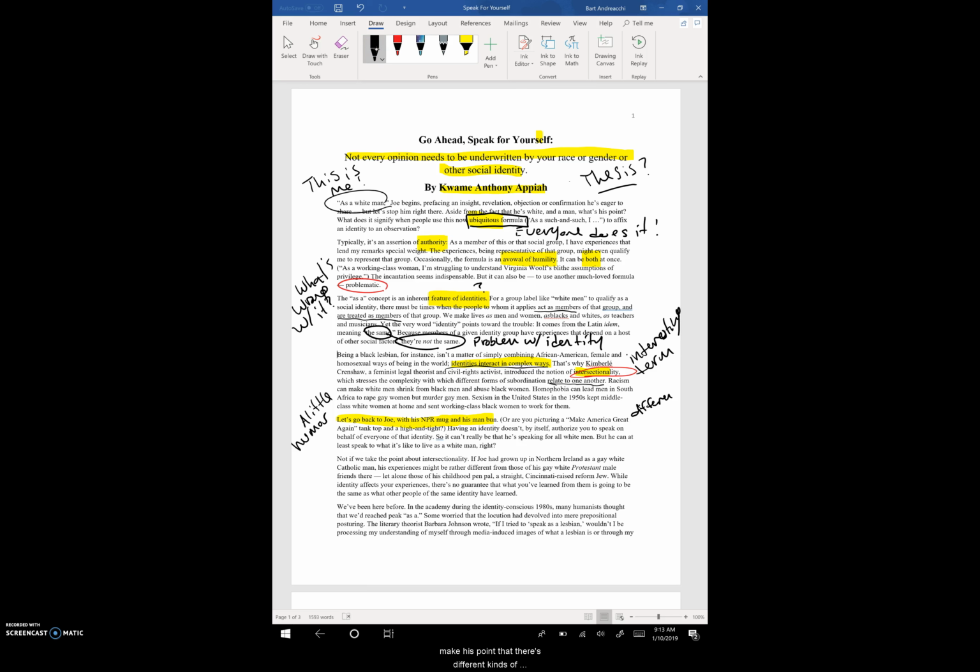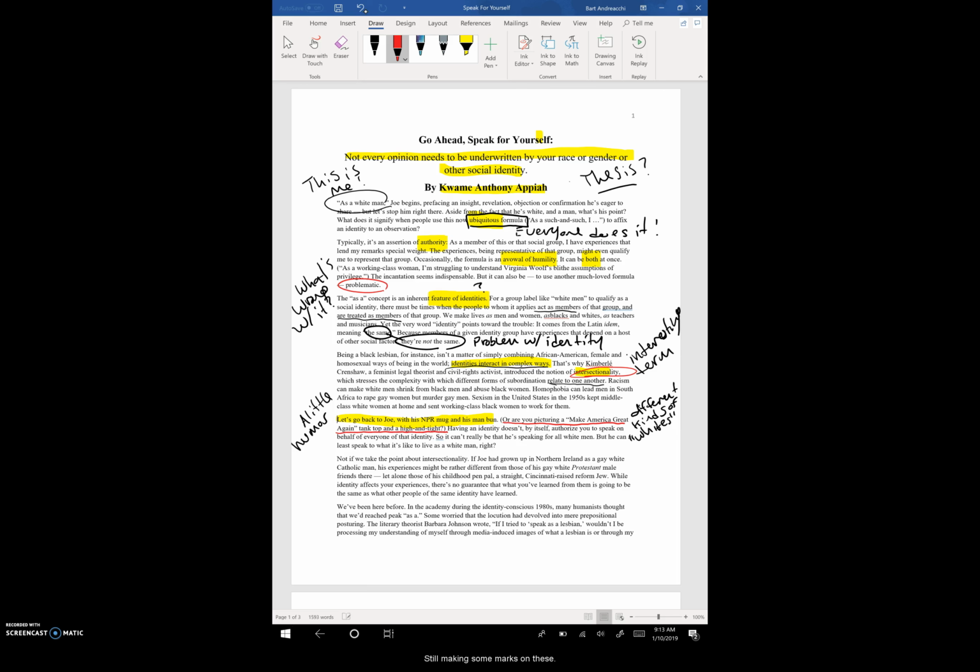There's different kinds of quote-unquote white people, and they're very different from each other. The hipster and the Trump voter. Having an identity doesn't by itself authorize you to speak on behalf of everyone of that identity, so it can't really be that he's speaking for all white men, but he can at least speak to what it's like to live as a white man, right? There's an important question, and his answer is no, see? Not if we take the point about intersectionality.